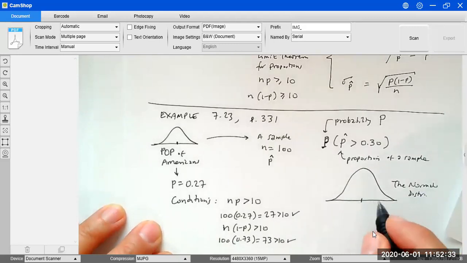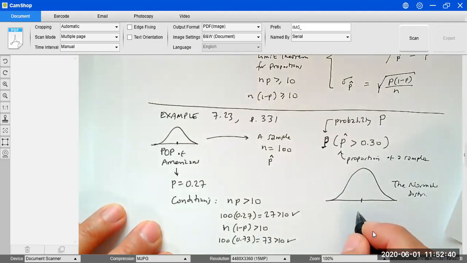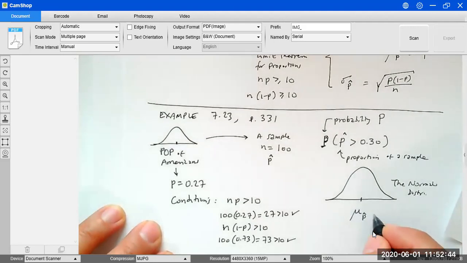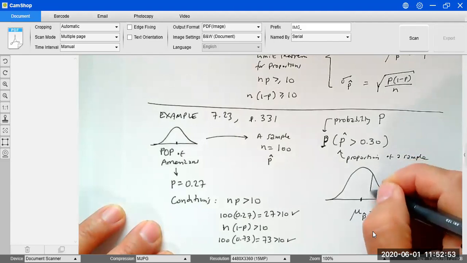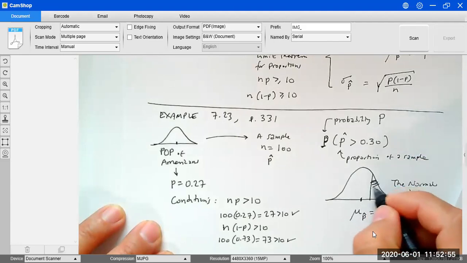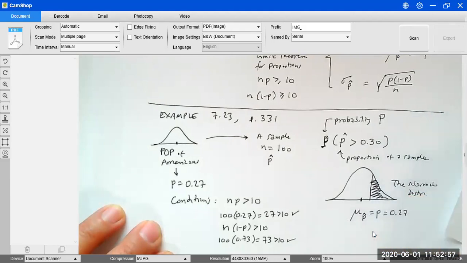The normal distribution that we're going to use has a mean, mu for proportions, equal to p. In this case, it's equal to 0.27. So this value is 0.27. 0.30 is going to be around here. This is what we want to know, this area.